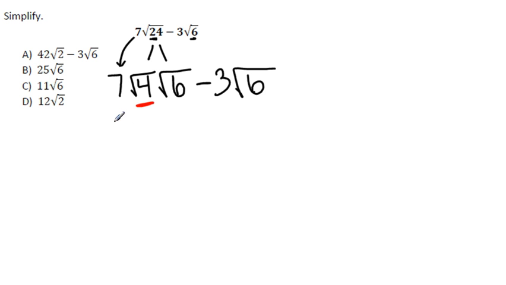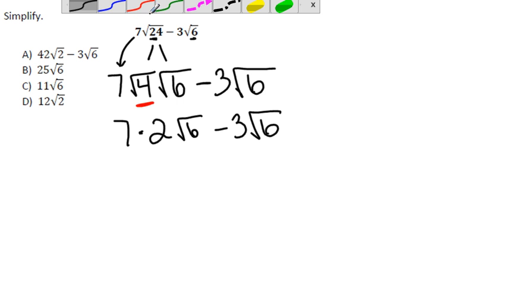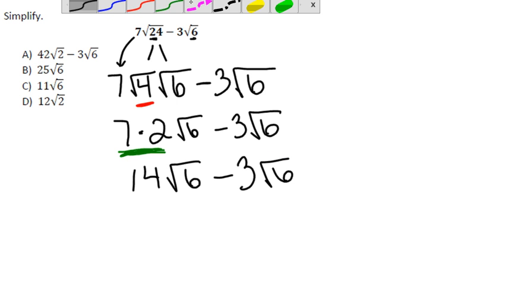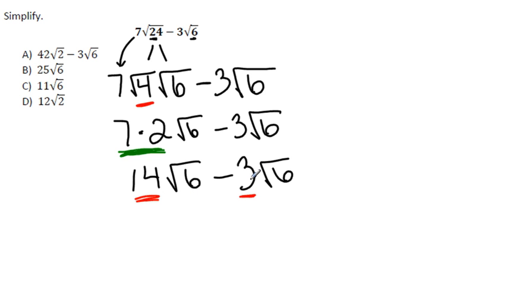So we'll take the next step in simplifying that square root of 4 to 2, and everything else remains the same in the expression. Now we'll need to multiply our original coefficient of 7 and the new coefficient we gained after simplifying the square root of 24. So we'll multiply and get 14 radical 6 minus 3 radical 6. And now that we have like radicands, we can go ahead and subtract our coefficients. So 14 minus 3 will give us 11 radical 6, which is choice C.